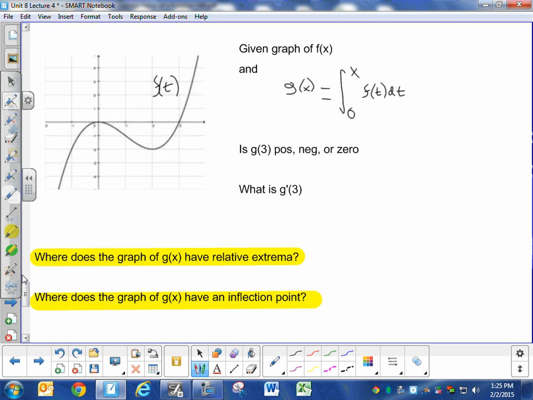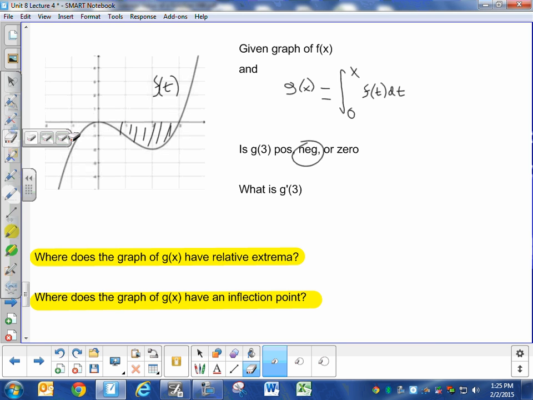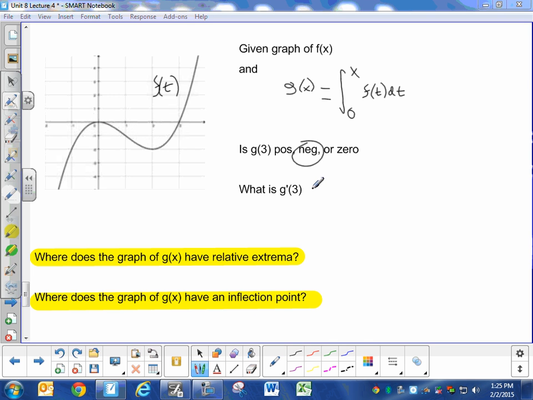So, here's a typical problem. I give you the graph of F, and I tell you G is equal to the accumulated area from 0 to X under F. First question: is G of 3 positive, negative, or 0? Well, I look from 0 to 3, it's going to be negative. This area is negative. Okay, so we got that first one. Part 2, what is G prime of 3? Well, I know G prime is going to be the same as F. F of 3 is 0.